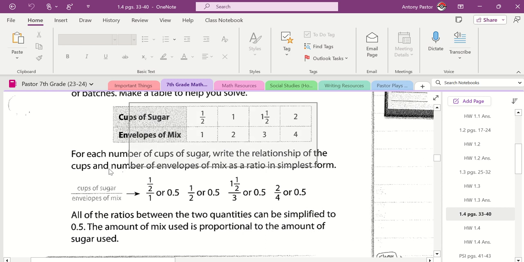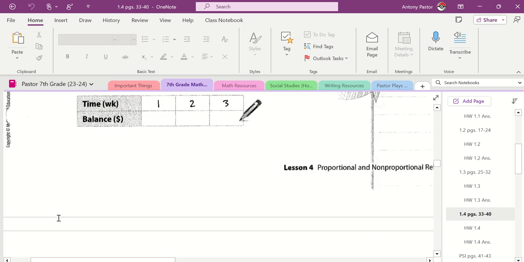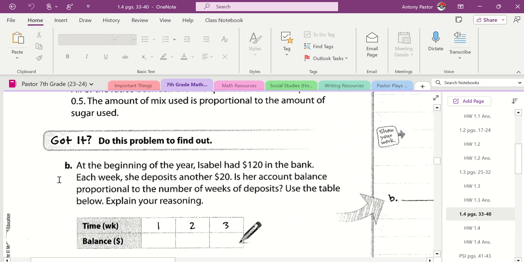This whole table is proportional. All right, and let's do B. And then I think that's a video.